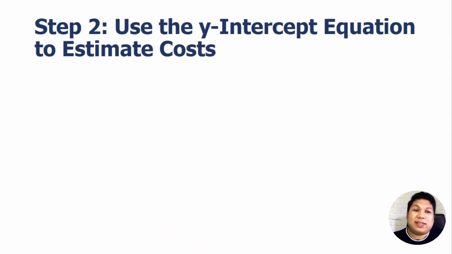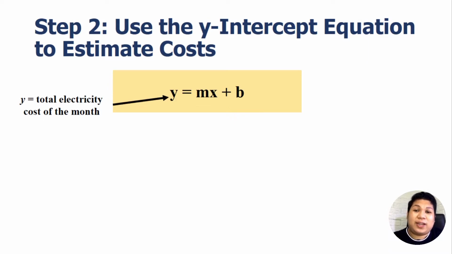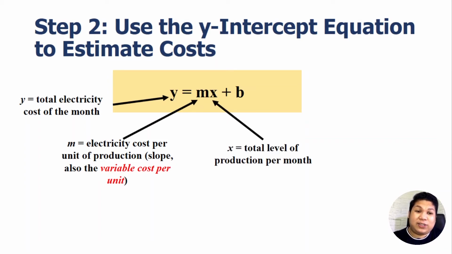We will use the equation to estimate costs. So our equation is y is equal to mx plus b, where the y is the total electricity cost of the month, and the m, the slope, is the electricity cost per unit of production. This is our slope and also our variable cost per unit. Okay? While the x here is the total level of production per month. So again, the y is the total cost of electricity, the m is the variable cost per unit, and the x is the production level per month.